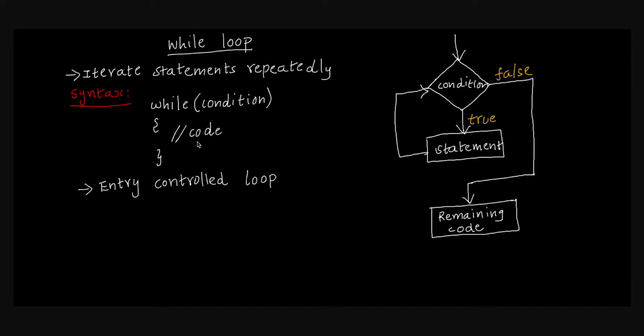So the main motto behind while loop is, if your iterations are not fixed before writing, then you could prefer while loop over for loop. So this is the while loop flow diagram. First the condition is checked. If the condition is satisfied, then the set of statements will be executed. If the condition fails, then the remaining code will be executed.